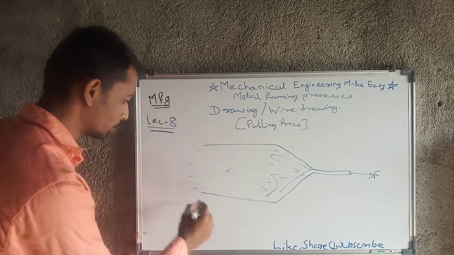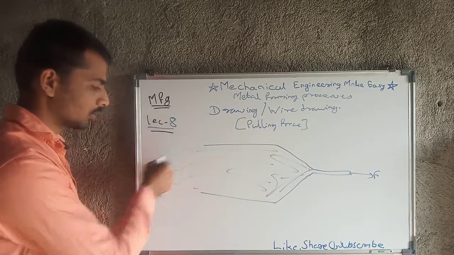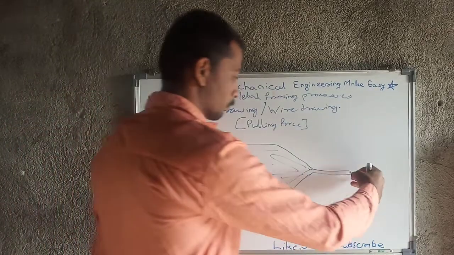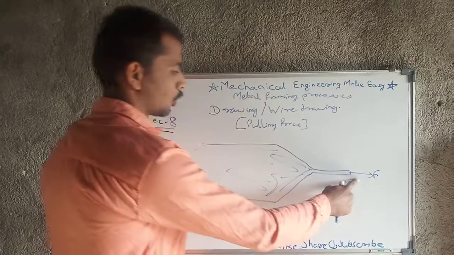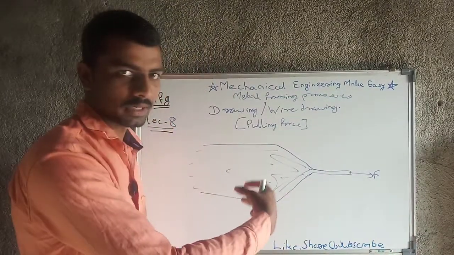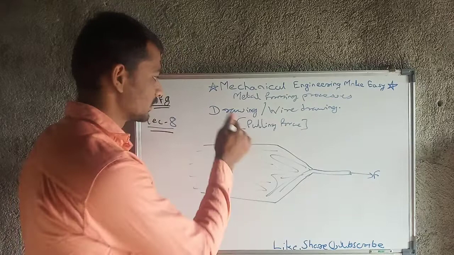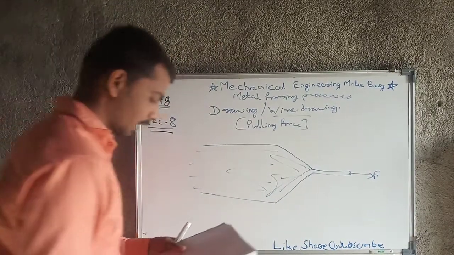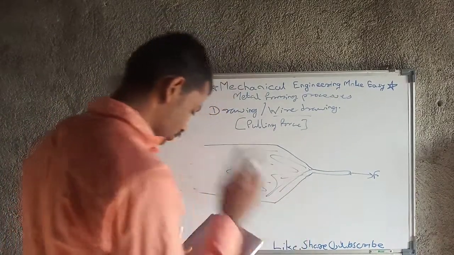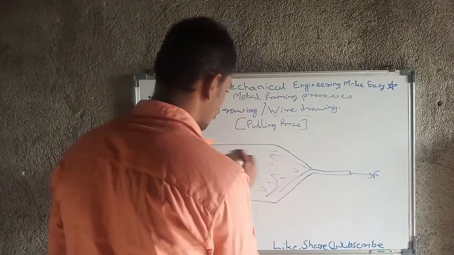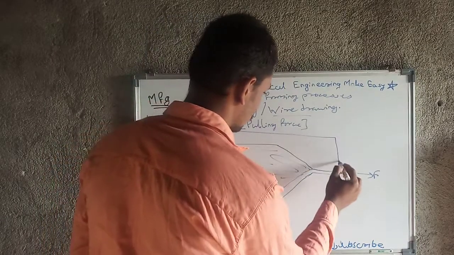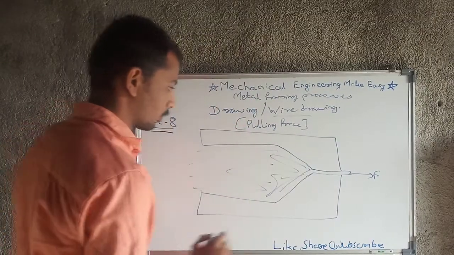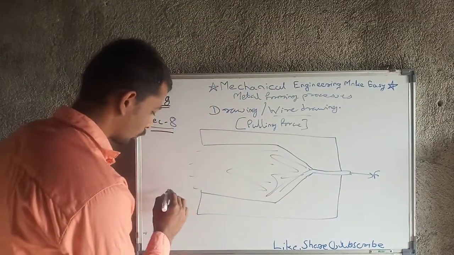In case of extrusion, the pushing force means the ram from the backside pushes the material. And if we are pulling our output part and applying a pulling force, then that case is drawing or wire drawing. The material is supplied from here and some lubrication will be provided.